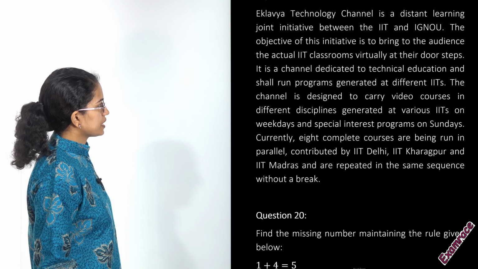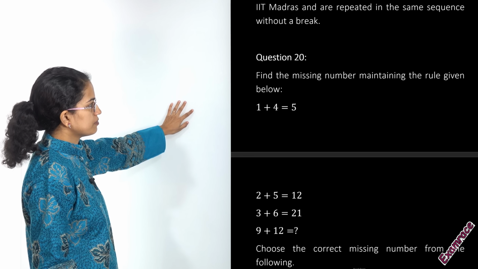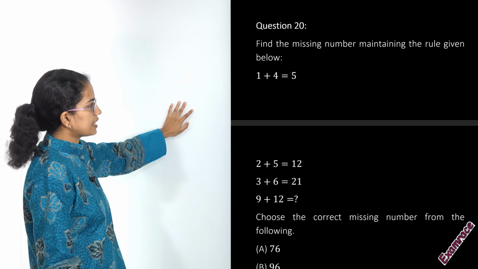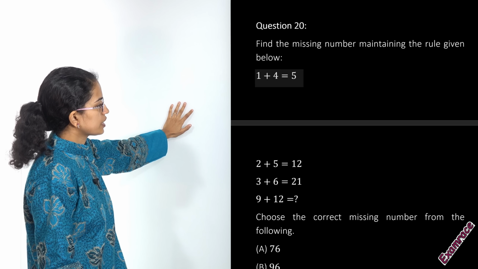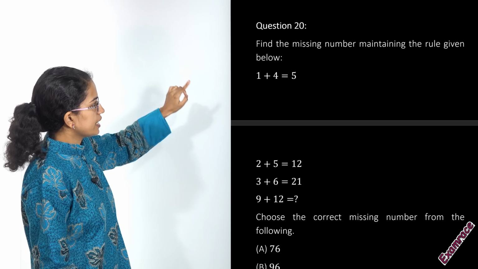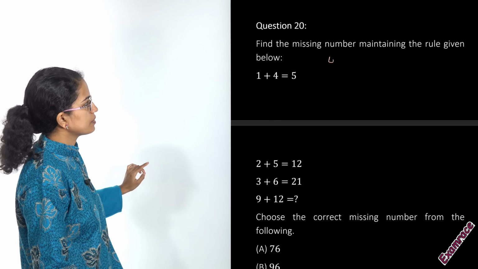Now here this is very, very simple. I am saying 1 plus 4 becomes 5. 2 plus 5, that's the next number. So what I am doing is I am doing 1, 2, 3 here. So next would be 4 plus, here it's 4, 5 and 6. So my next number would be 7.